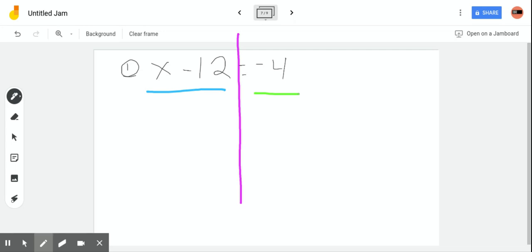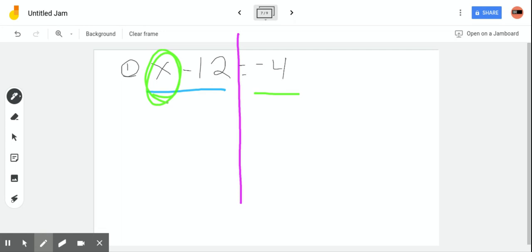All right, so on one side we have x minus 12, and the other side we have negative 4. What do we need to do to solve for x? Because we're trying to find out, what is x? What does it stand for? It stands for something. We've got to figure it out. So get the x by itself.